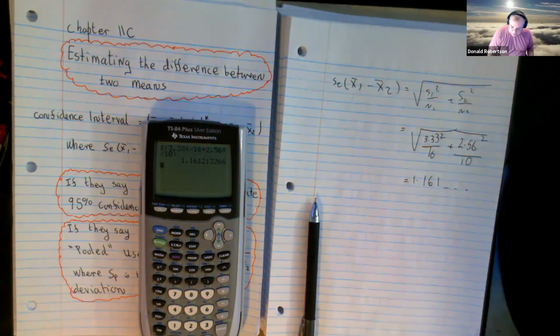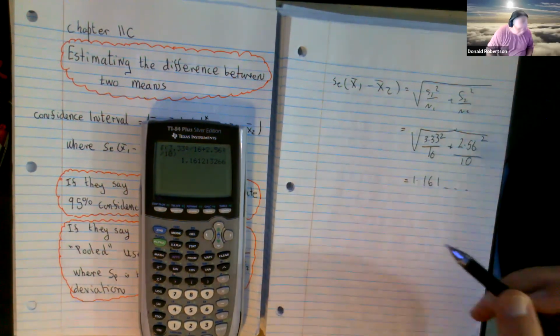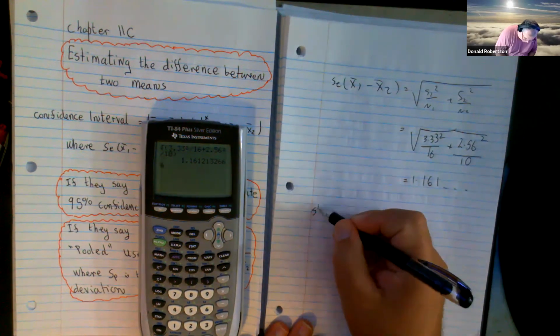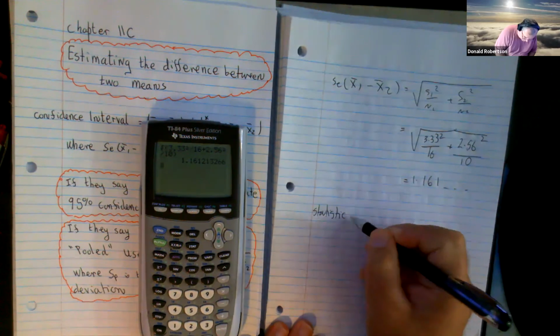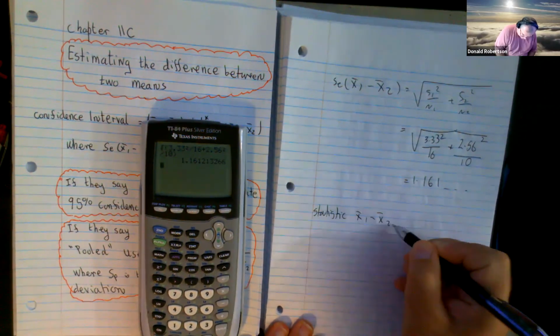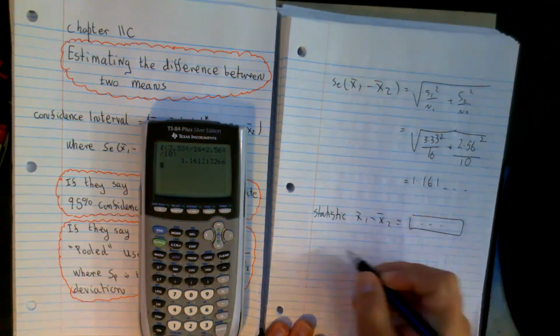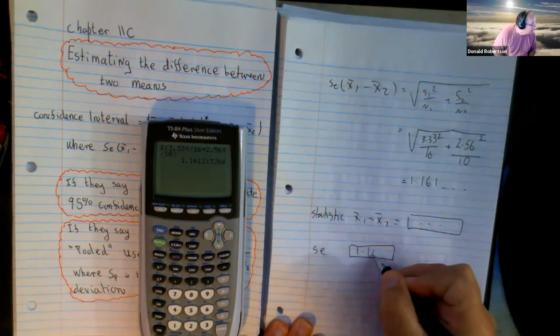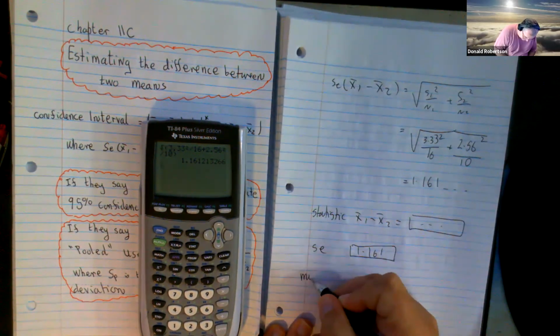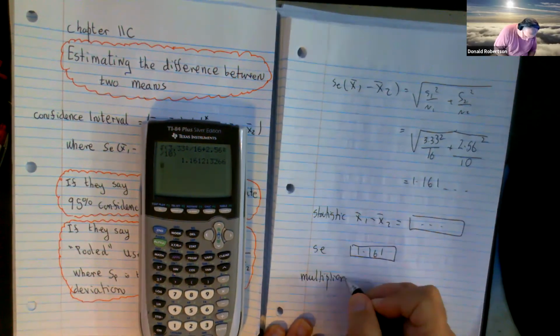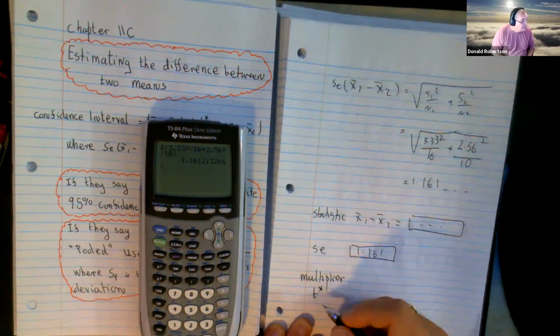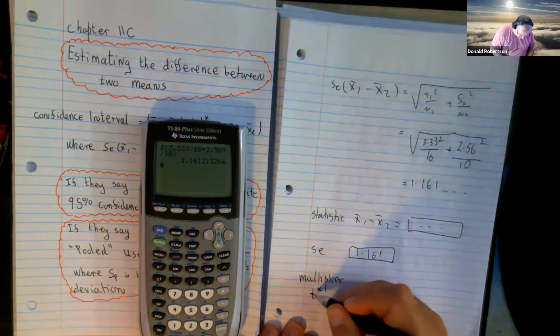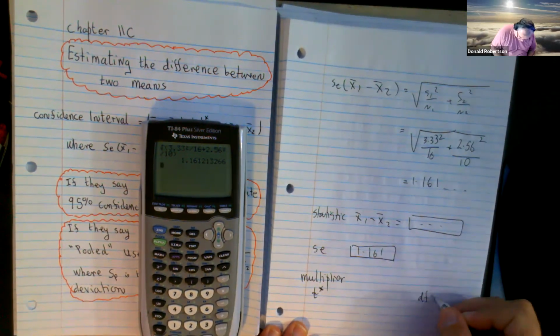So I could eventually get that guy. Now, if you wanted to fill in the other numbers, because they had three things. One of them was called the statistic, which is basically the difference between the two. The second one was called the standard error, and we actually just found that guy. And then they've got a thing called the multiplier. And the multiplier is in fact that guy. And they told me that the degrees of freedom are 22.